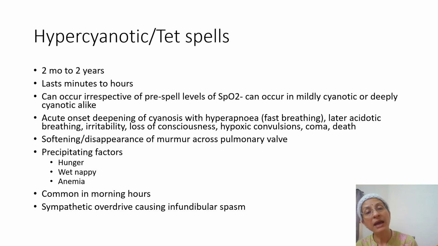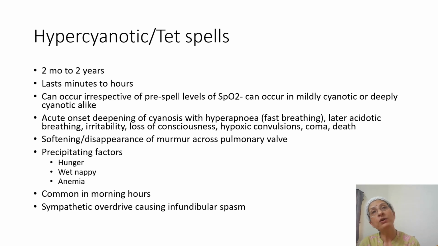I mentioned the hypercyanotic spells. Now I'll be elaborating upon it. So hypercyanotic or TET spells. TET stands for tetralogy. These are commonly seen in children with tetralogy of Fallot and some other conditions. The age group in which it is seen is 2 months to 2 years generally. And why it is generally not seen after 2 years is because the children learn to bring into action certain protective mechanisms, and these are called squatting mechanisms. We'll be coming to that later.